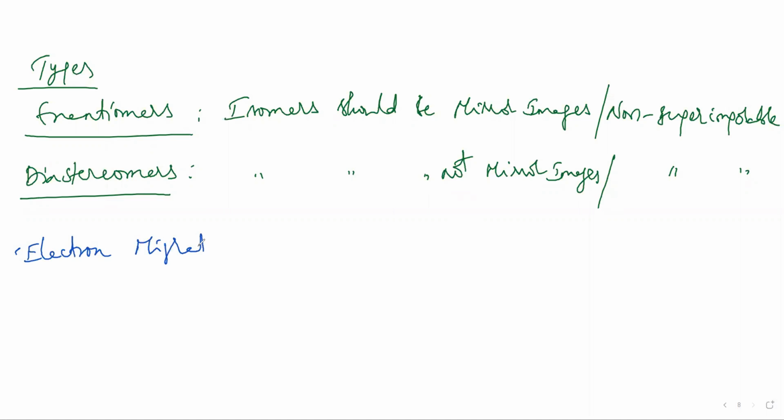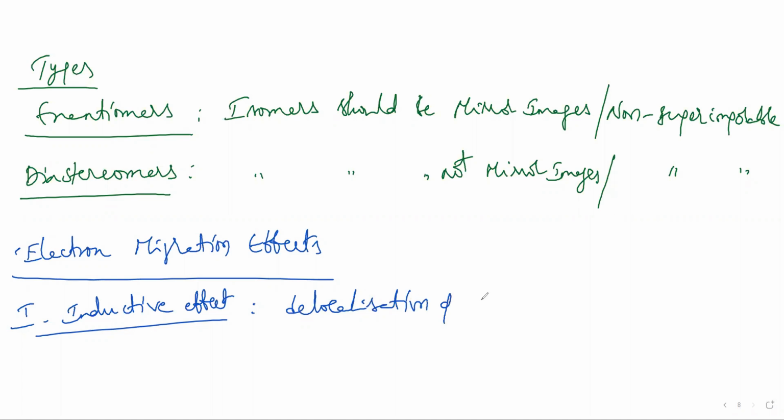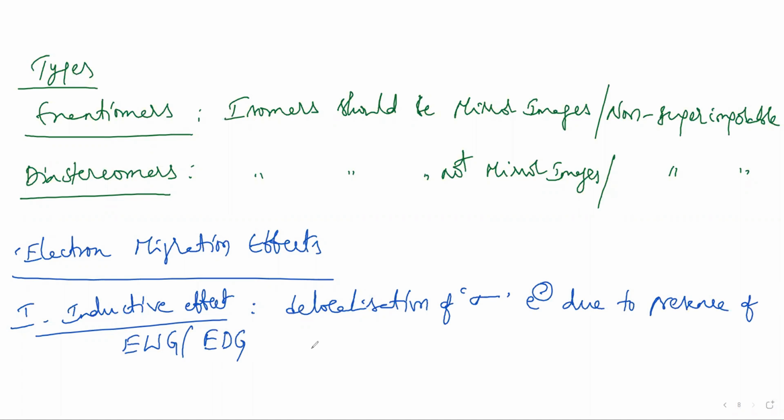Electron migration effects. So the first one is the inductive effect. What is the inductive effect? Delocalization of sigma electrons due to the presence of electron withdrawing groups or electron donating groups.